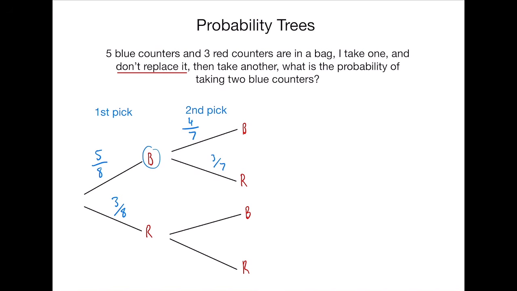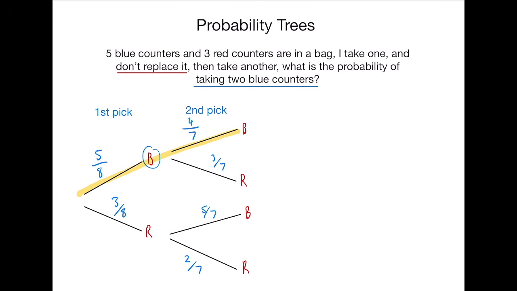Now going on to the bottom branches, if we take a red on the first one, the second chance of that is going to be 2 out of 7, because we've taken one red out, leaving the blue to stay at 5 over 7. Now the question is asking us, what's the probability of getting 2 blue counters? The way I like to look at these is I take a highlighter and I highlight the pathway that is going to lead me to my answer. As you can see, that is going to be across the top there.